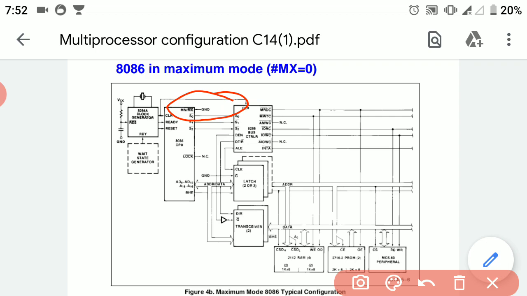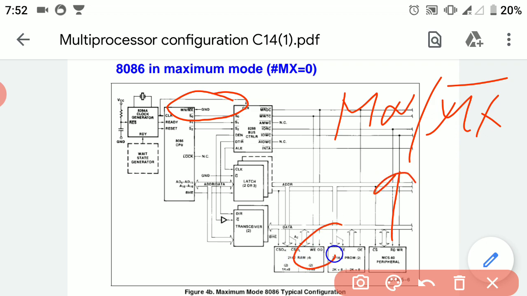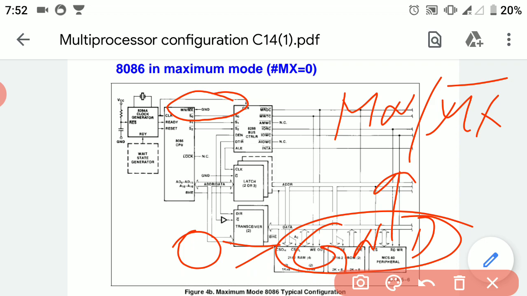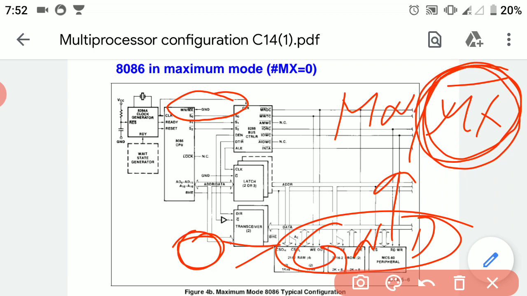What do you mean by grounding? Grounding is actually done to insert a digital 0 into that pin. Here we have seen that this is the minimum/maximum pin, and we have actually grounded it. Grounding means we are actually inserting 0. Inserting 0 means we are actually operating maximum mode on this processor.